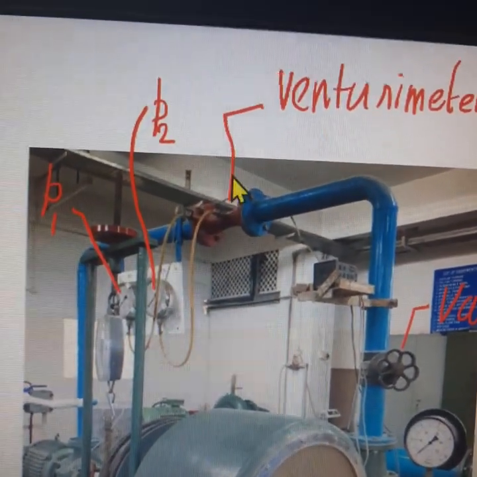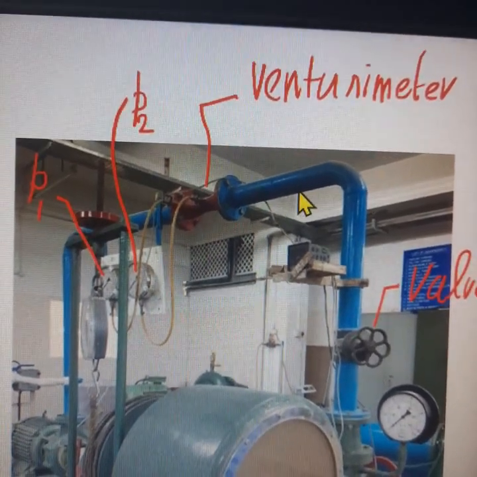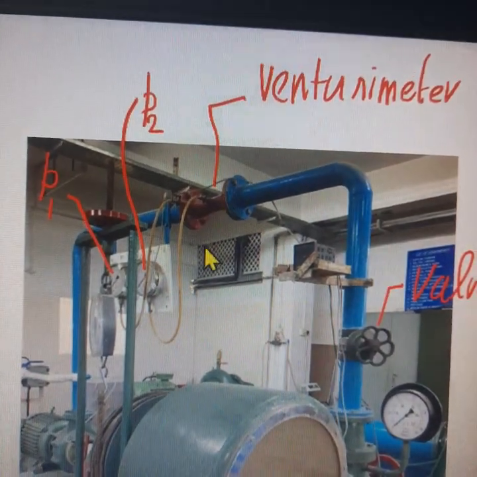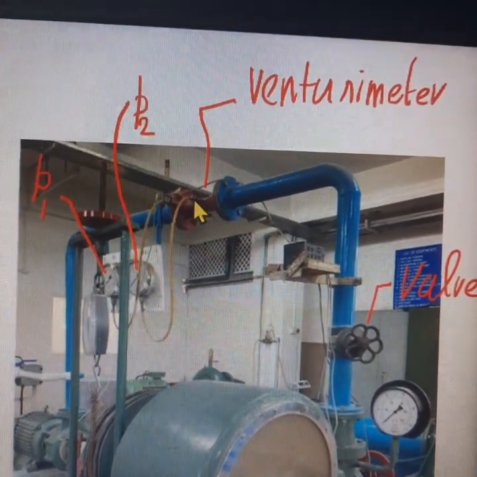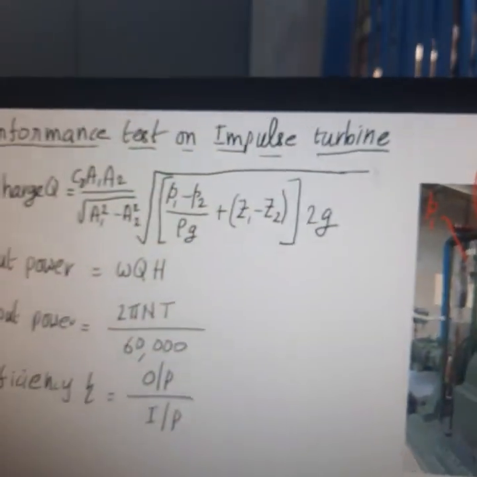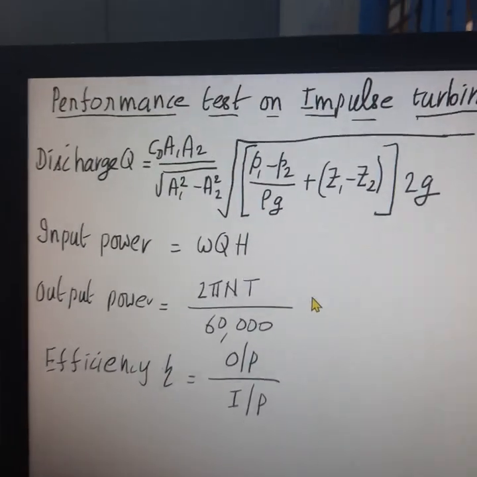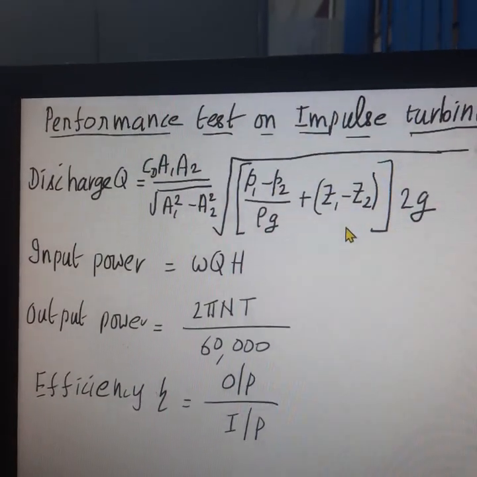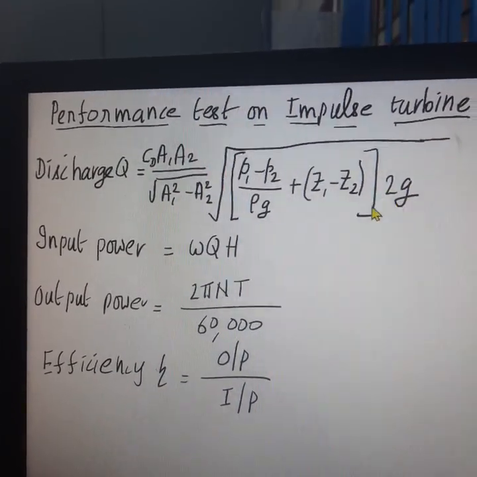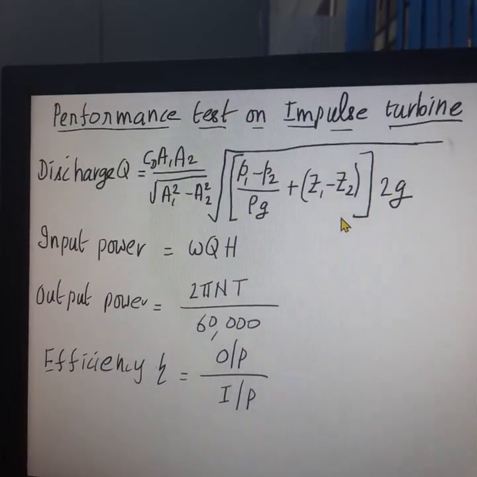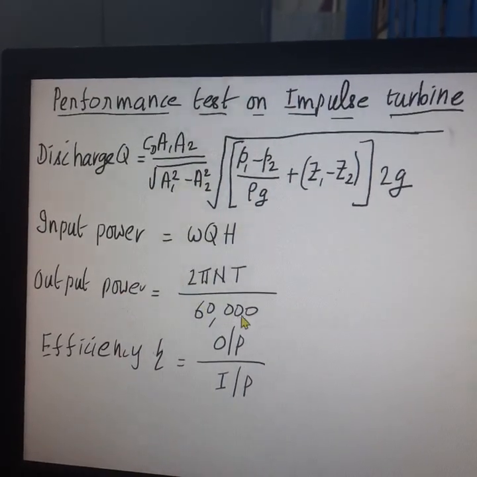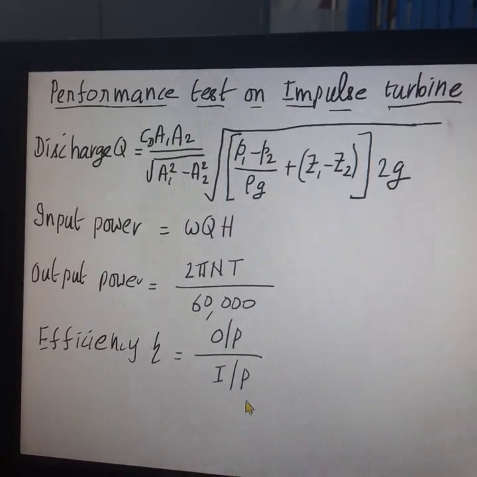A venturimeter is used to determine the discharge of water, and there are two pressure gauges attached to the venturimeter to determine the pressure of water at the entry and the pressure of water at the throat of the venturimeter. The venturimeter is kept horizontal in this case. So the Z1 minus Z2 value will be 0 when the venturimeter is kept horizontal. We are using this formula to determine the discharge of water through the venturimeter. The input power is WQH, output power is 2 pi NT by 60,000, and the efficiency is output power by input power.